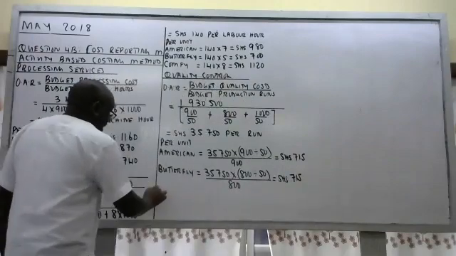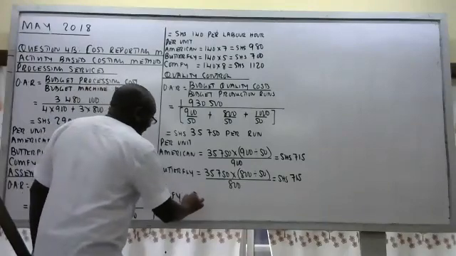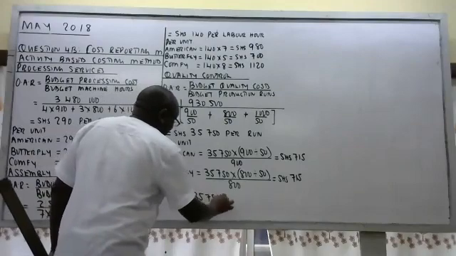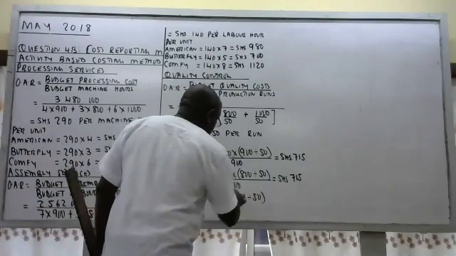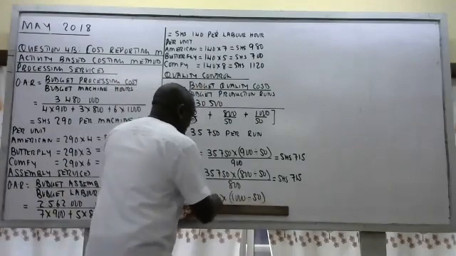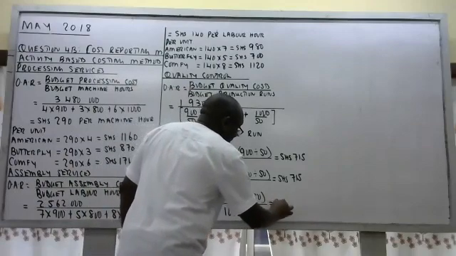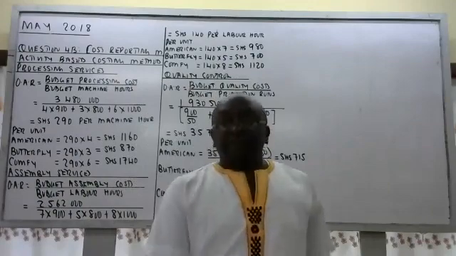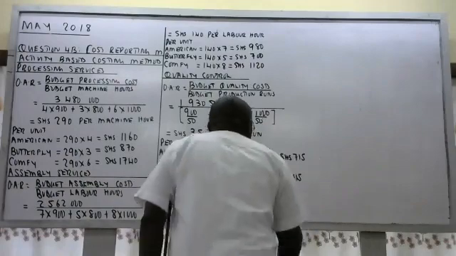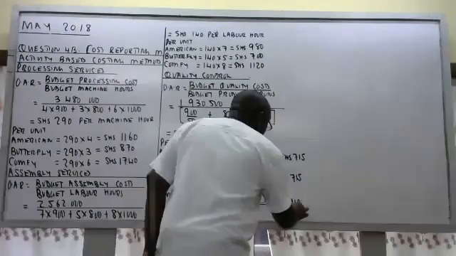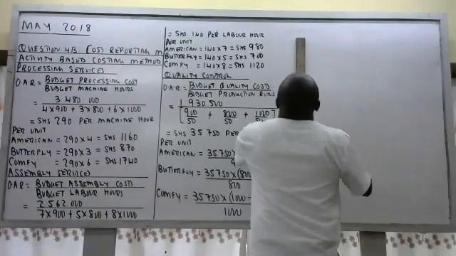715, and then comfy, it is 35,750 multiplied by 1,000, you divide by 50. You divide all this by 1,000. That's also 715. Okay, now you get 715.